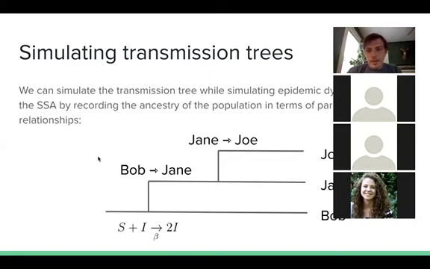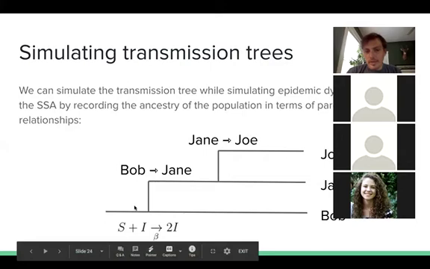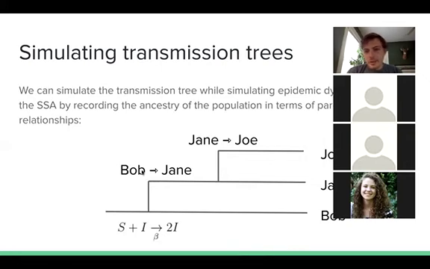So we can run the stochastic simulation algorithm to simulate an epidemic, but to get a phylogeny, what we have to do is be able to record exactly who in the population is getting infected by whom over time. So instead of just having a generic reaction, what we'll record when we simulate a phylogeny is exactly who is infecting whom and at what time the individual transmission events occur.